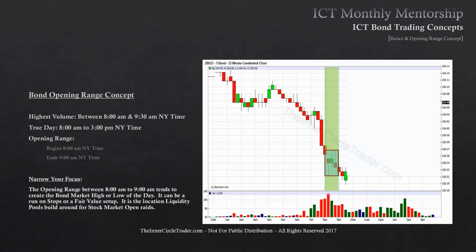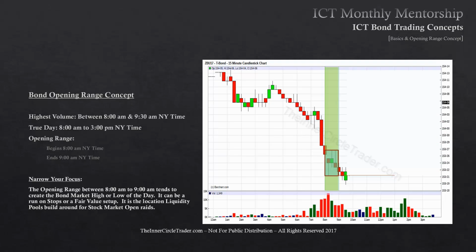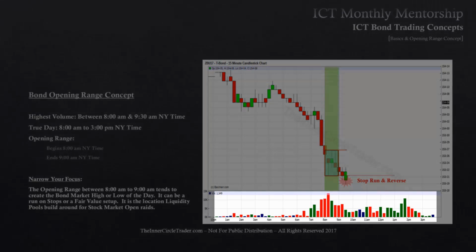As you can see here, we have a block of price action. This is our opening range. We have our opening range low, our opening range high. And price trades down below the low that was formed between 8 a.m. and 9 a.m. This is a stop run and a potential reversal. Notice the highest volume of the day is between 8 a.m. and 9 a.m.